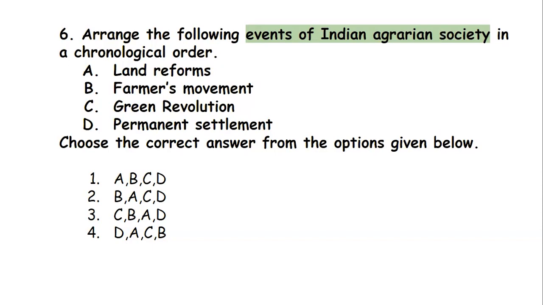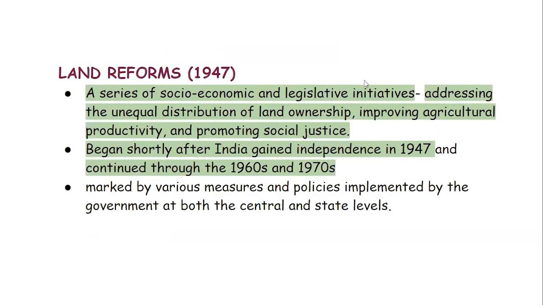Questions like this, chronological order, or what are the options, select from the options given below. This kind of question is usually asked nowadays. So you have to practice this kind of question much more. So the options are land reforms, farmers movement, green revolution, and permanent settlement. Land reforms. It's the first option.